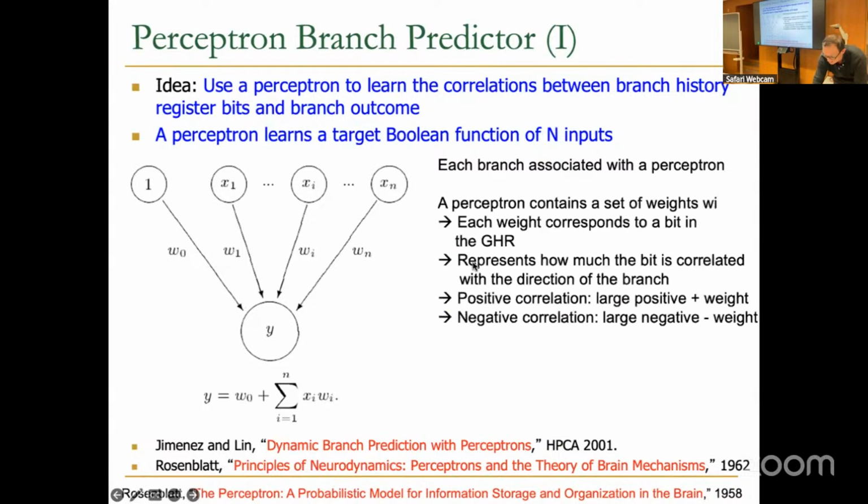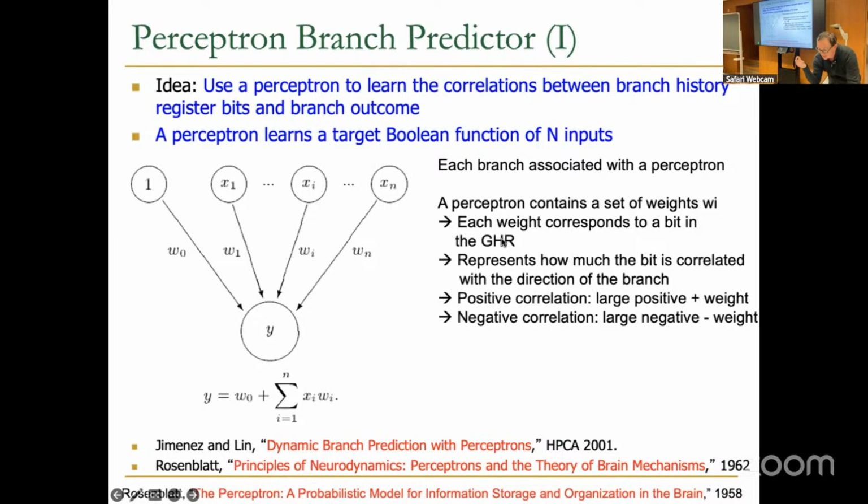So these are the inputs, the x's, and this is the bias bit. And these are the weights over here. Each branch is associated with a perceptron. A perceptron contains a set of weights, which are shown here. Each weight corresponds to a bit in the GHR, the global history register. It represents how much that bit is correlated with the direction of the branch.